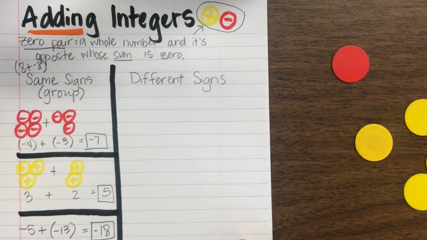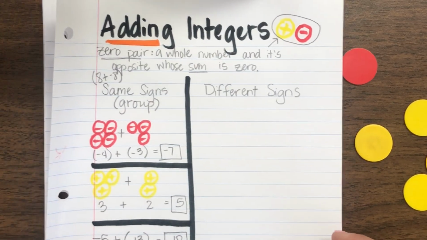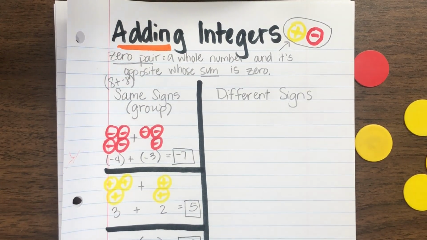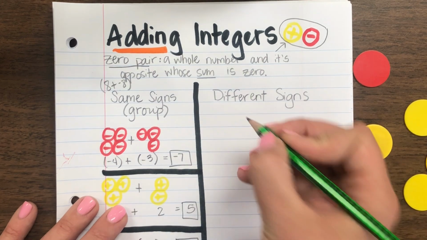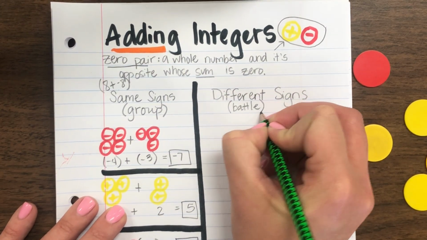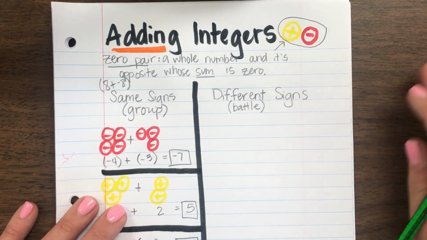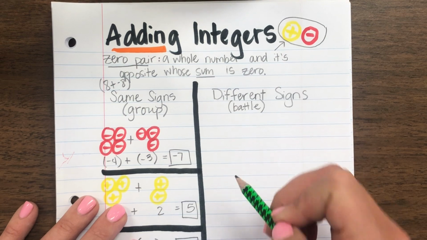All right, let's look at different signs. Let's look at what happens when you have numbers with different signs. Okay? So numbers with different signs, we're gonna use the term battle. And I wanna explain to you what that means mathematically, okay? So let's do an example first though.